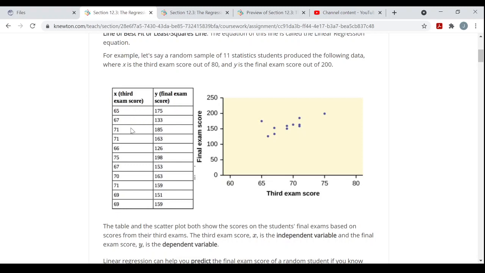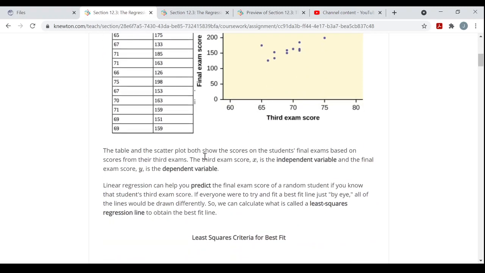And then each of these pairs of data corresponds to a pair like you would plot in an algebra class. You have your x-axis, or third exam scores, on the horizontal axis. Your y-axis, or the final exam scores, on the vertical axis. And then plot these 11 points, which they have here. So the table and the scatter plot both show the scores on the students' final exams based on scores from their third exams. So they'd say that the third exam score X is the independent variable, and the final exam score Y is the dependent variable.